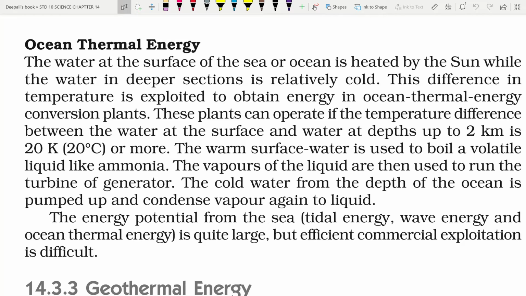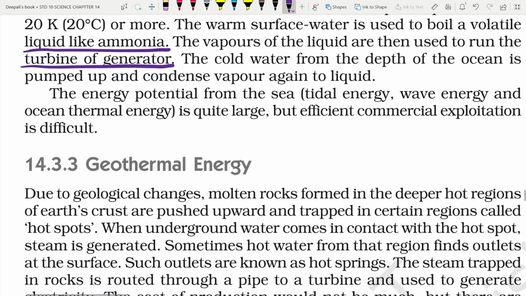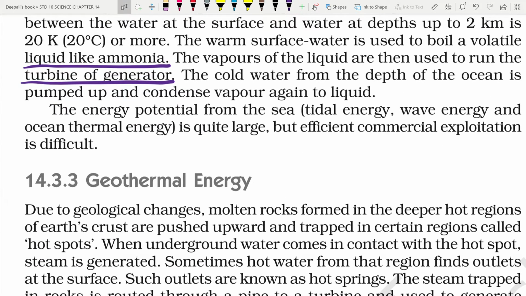These plants can operate if the temperature difference between the water at the surface and the water at a depth of up to 2 kilometers is 20 K or 20 degrees Celsius or more. The warm surface water is used to boil a volatile liquid like ammonia, and the vapor of this ammonia is then used to run the turbine of the generator. The cold water from the depth of the ocean is pumped up and condenses the vapor again to liquid, and this cycle goes on and the turbine keeps on moving.